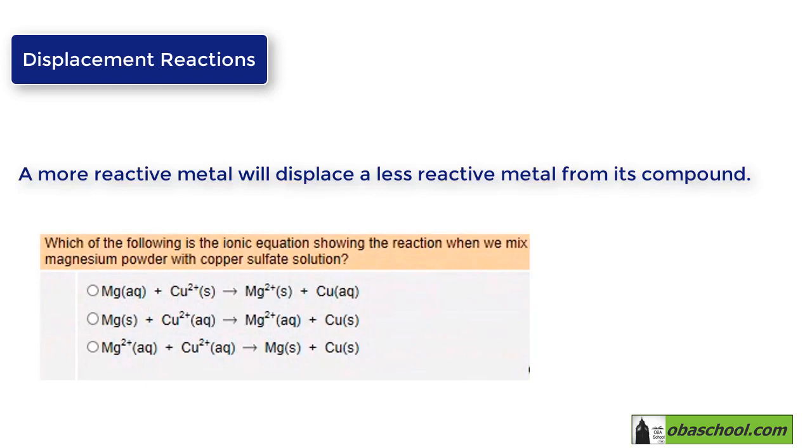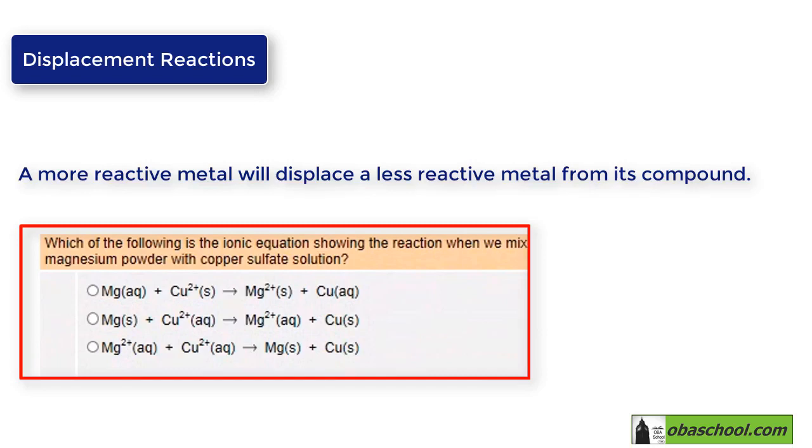So which of the following do you think is the ionic equation that shows the reaction when we mix magnesium powder with copper sulfate solution? Is it the first one, the second, or the third? Think about it.